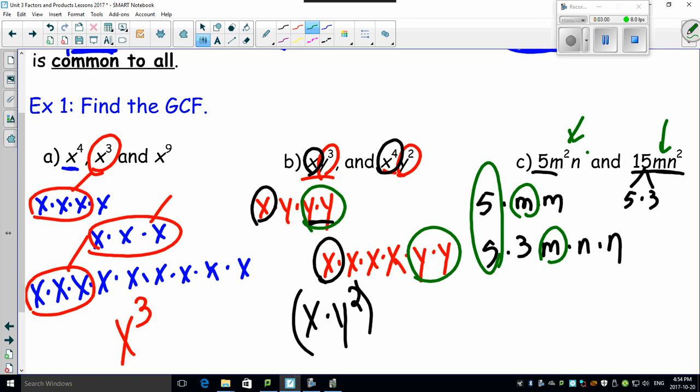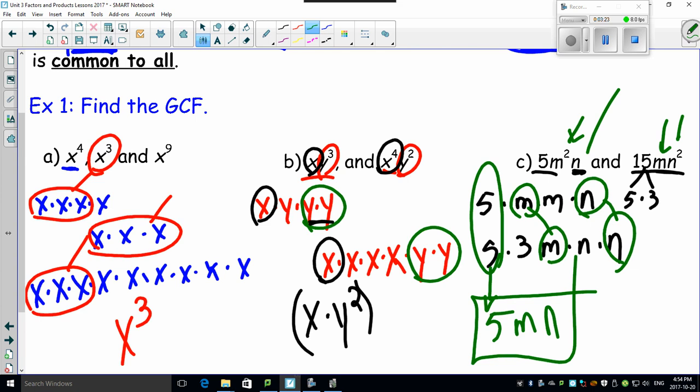Look at this. This has 1 n. This has 2 n's. Guess what? It only has 1 n. And oh, I forgot to write it out here. Forgot that last n. So it only has a common n here and here. So look, you got a 5 that's common. You've got 1 m that's common. You have 1 n that's common. That's it. Okay?